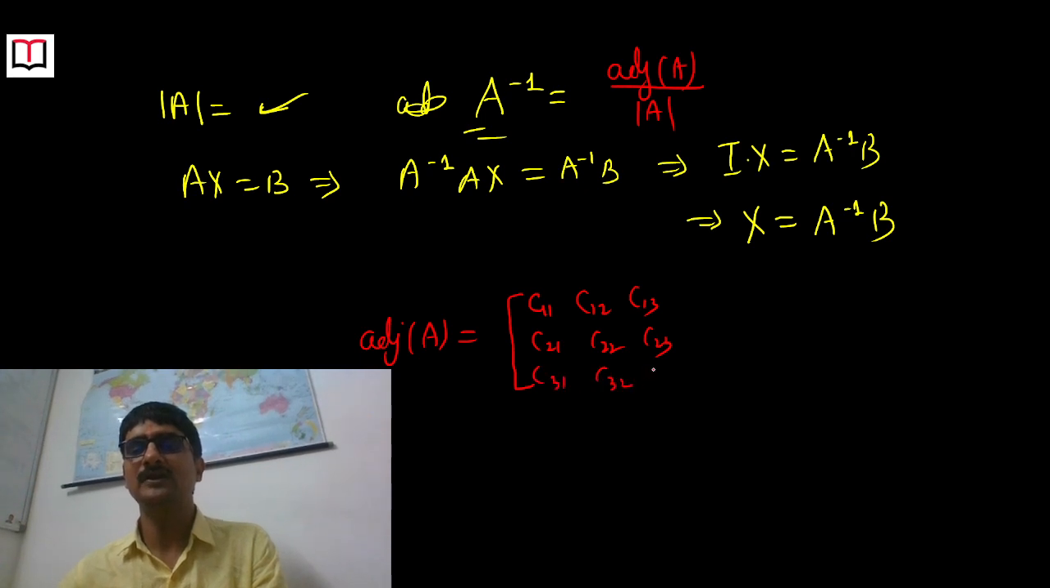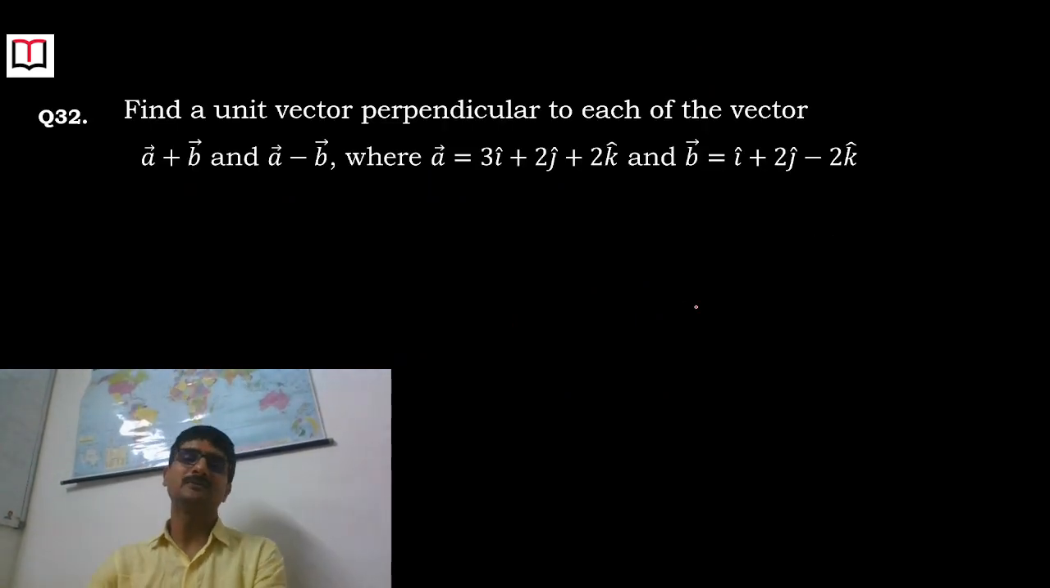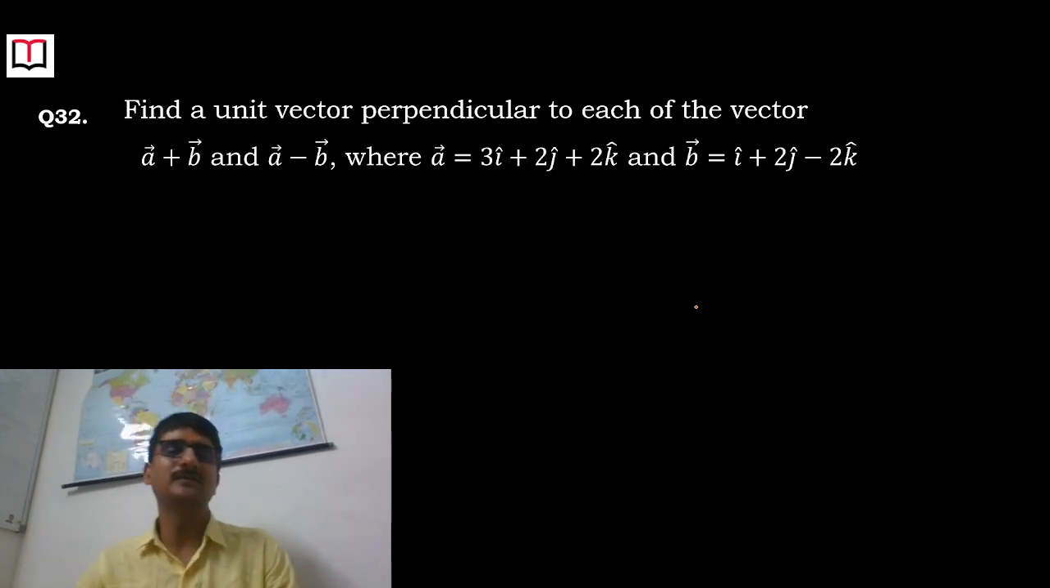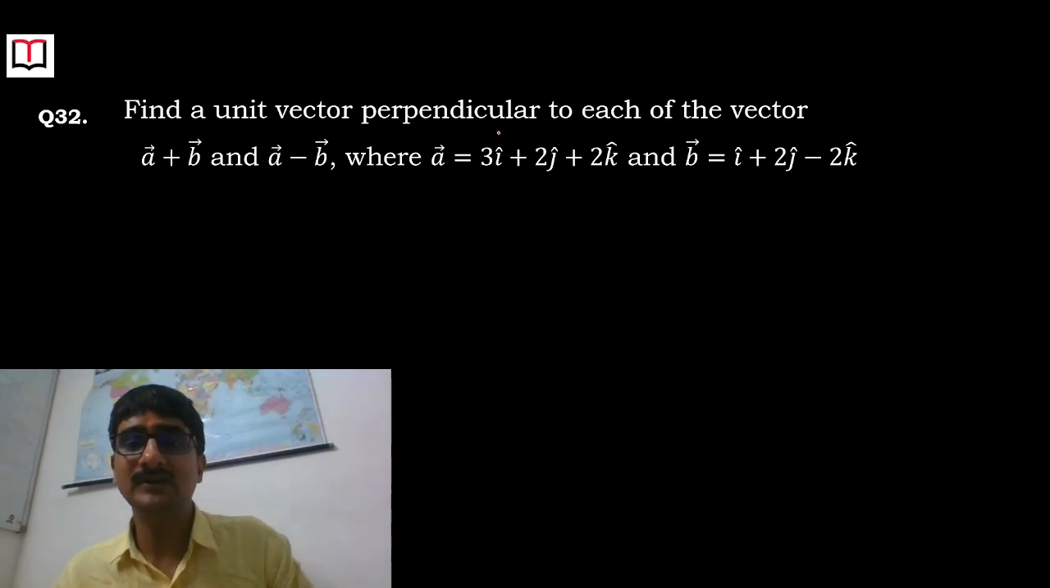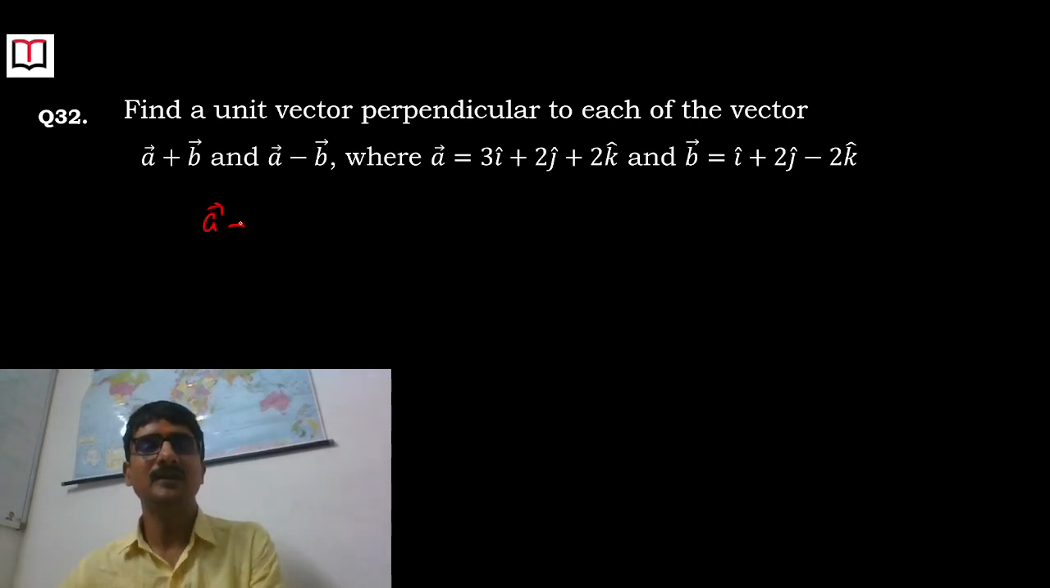See, that's a very, very important question. Shortest distance one, solving simultaneous equations, LPP, maxima and minima is a very important one. So moving to 30, find a unit vector perpendicular to each of the vectors this and this, where they, see, a plus b vector.